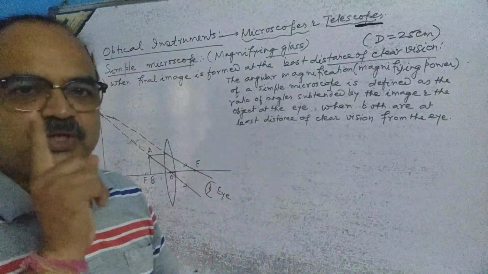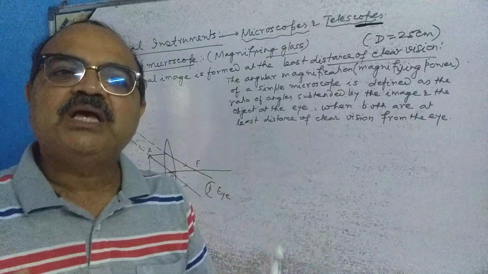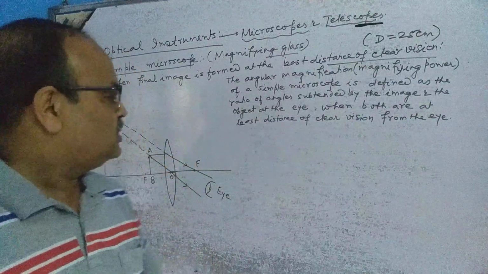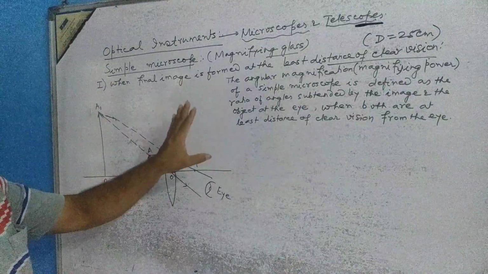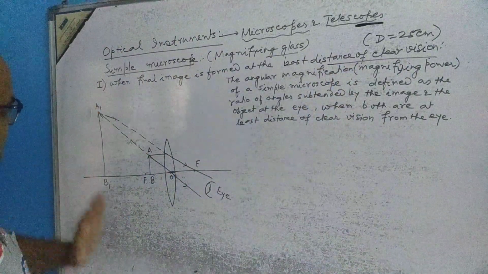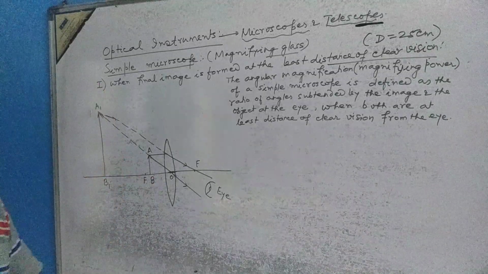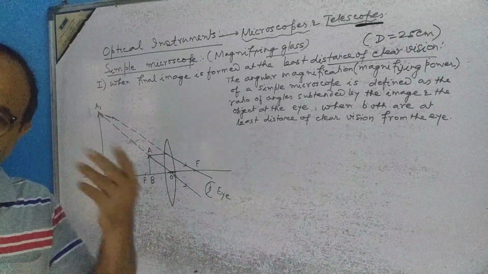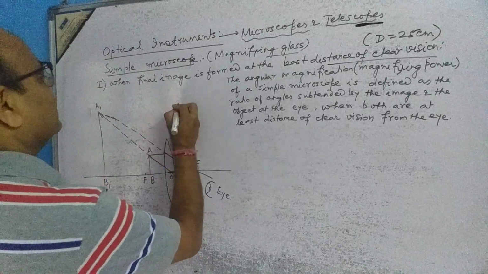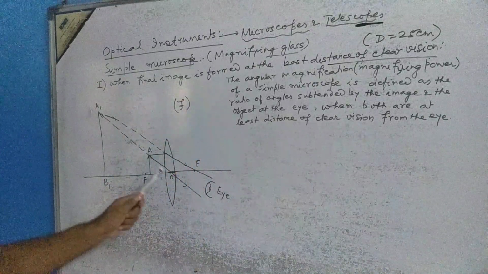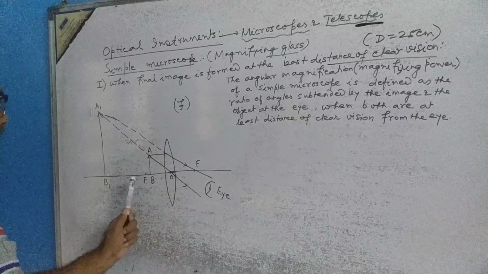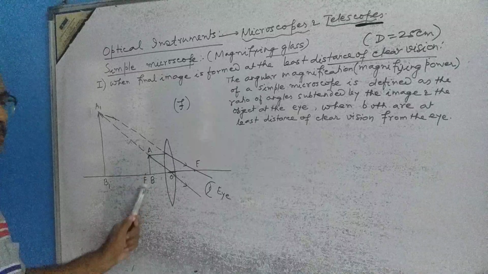And what will be the position of the eye in all these optical instruments? The most convenient position of the eye should be very close to the optical center. Our first discussion again: when the final image is formed at the least distance of clear vision. The figure is this. This is our convex lens of focal length f, and this is the principal axis. On this principal axis, in between the optical center and the principal focus, there is an object AB placed.